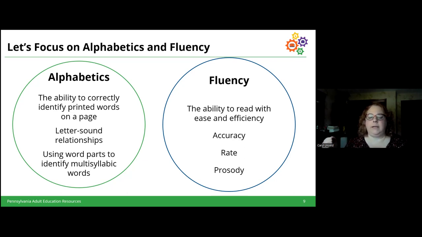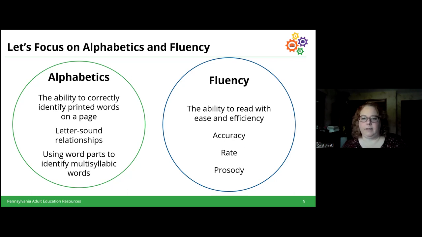And with alphabetics and fluency, you don't need to spend a ton of time. Ten to fifteen minutes, maybe during a class or a couple times a week, is going to make a really big difference, especially when you're focused on the parts and pieces that they need. So that's a great question. I hope I answered it. If I didn't, please feel free to give me a follow-up.